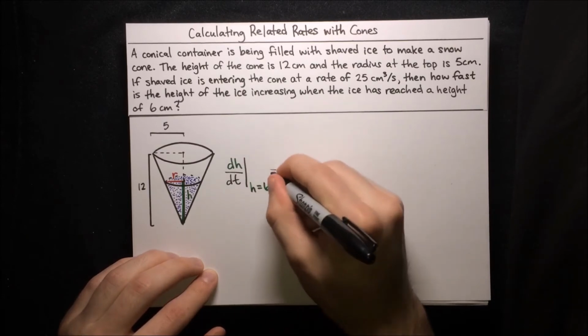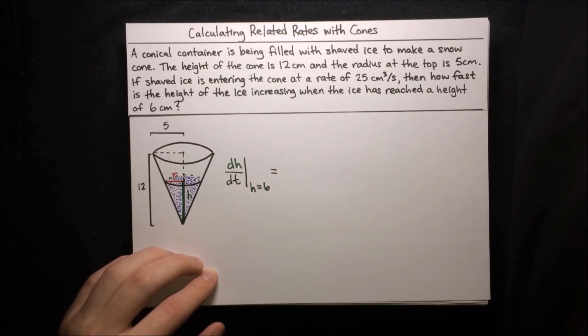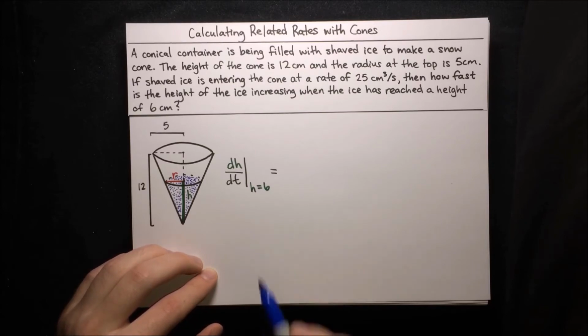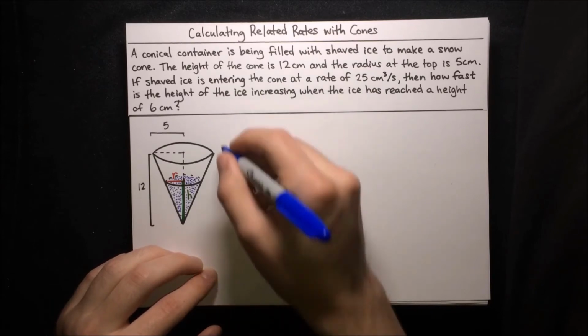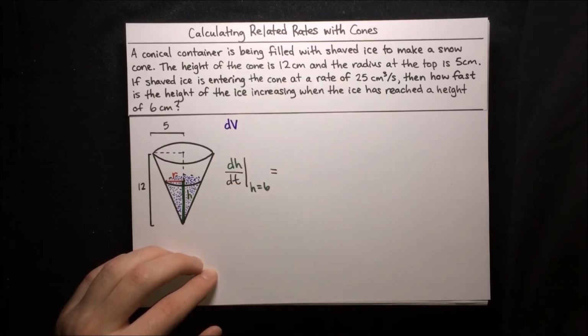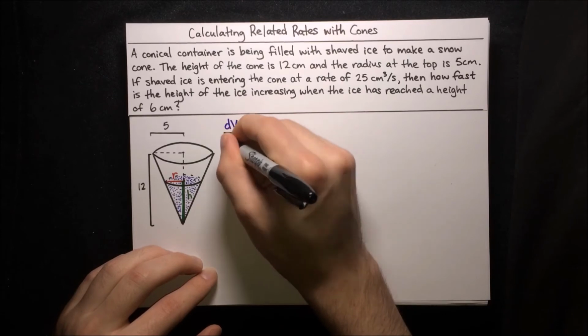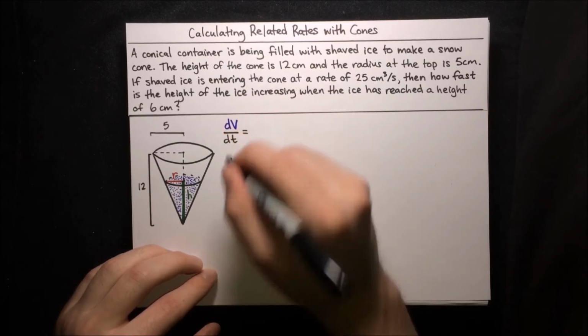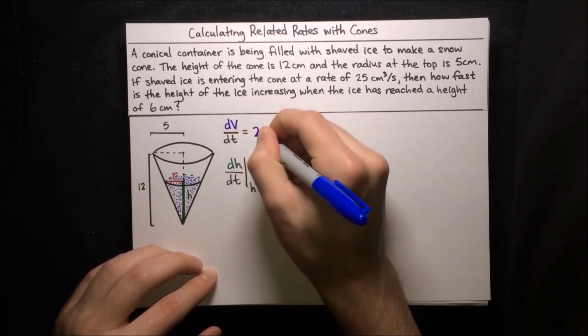So what is this? Well, before we get into that, let's take inventory of what else we know about the problem. We're also told that shaved ice is entering the cone at the rate of 25 centimeters cubed per second. So that means the volume, V, of the shaved ice is changing at a rate of 25 centimeters cubed per second. So dV/dt is positive 25.